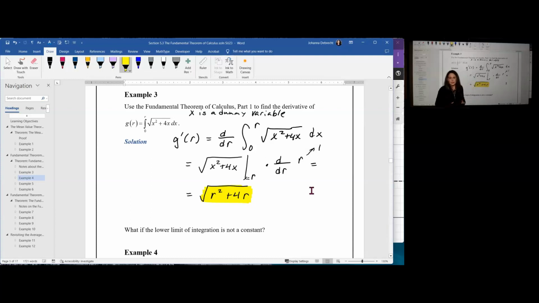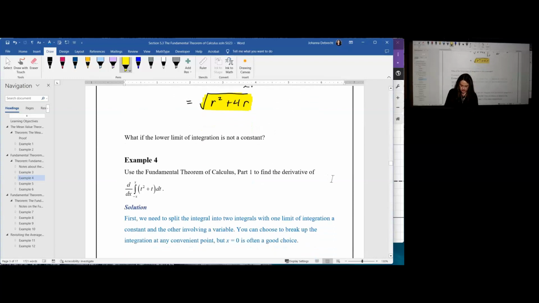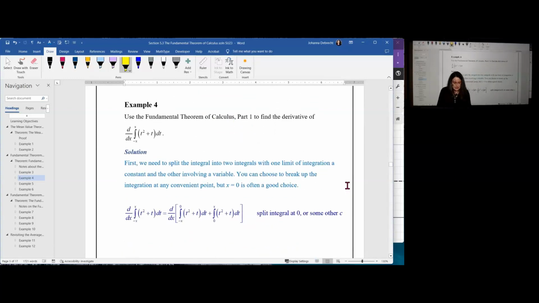What if the lower limit is not a constant? If this weren't a 0 or a 1 or a 5, but instead was also an expression involving the independent variable, what would I do? Let's look at one so that we can see how this is handled. In example 4, we have the derivative of the integral from negative x to x of t squared plus t dt. T is a dummy variable. The independent variable is x.